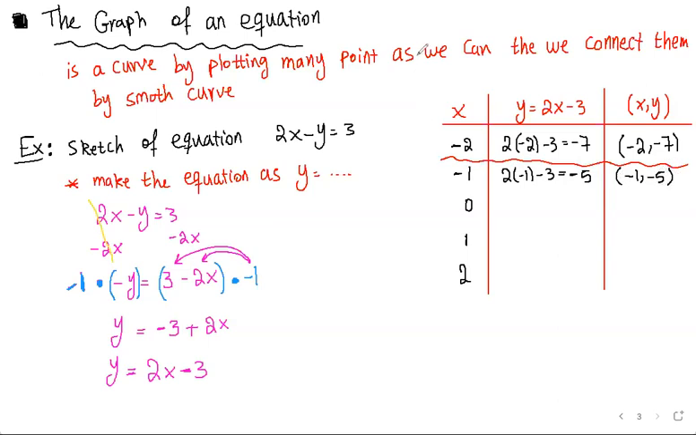Who will do the 0? Plug the 0 inside this formula. 2 times 0 is 0, minus 3 is -3. So it's 0, comma, -3. We'll do the 1. 2 times 1 is 2, minus 3 is -1. I get 1, -1. For the 2, 2 times 2 is 4, minus 3 is 1.